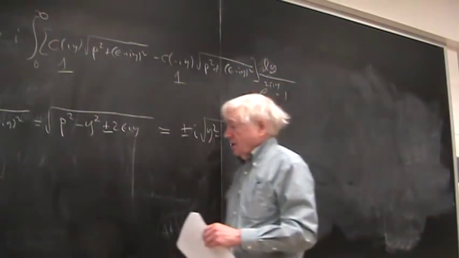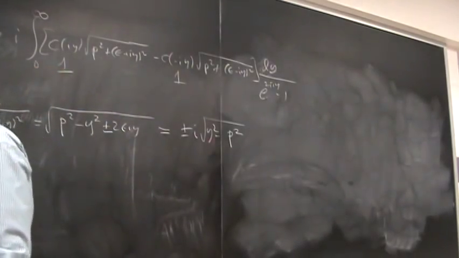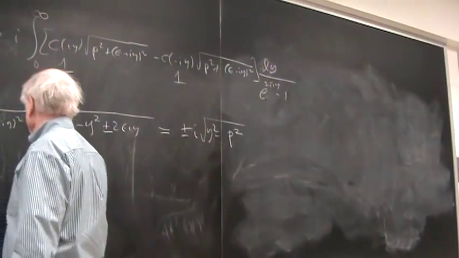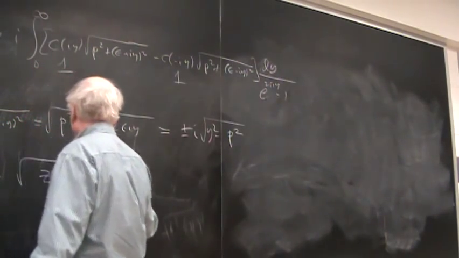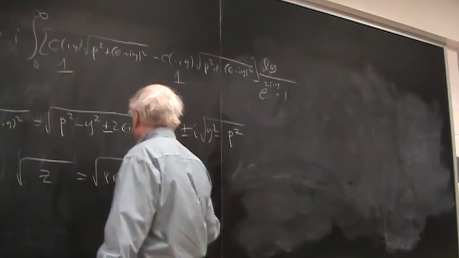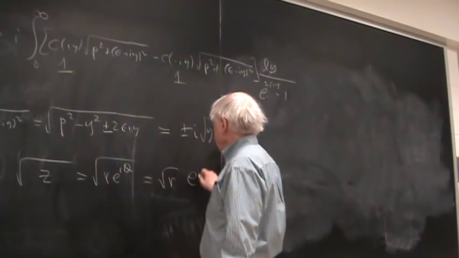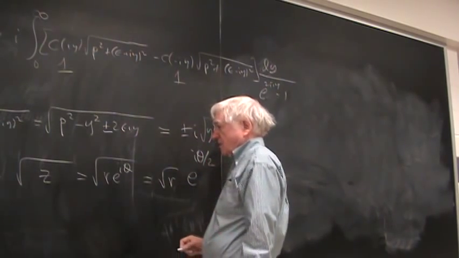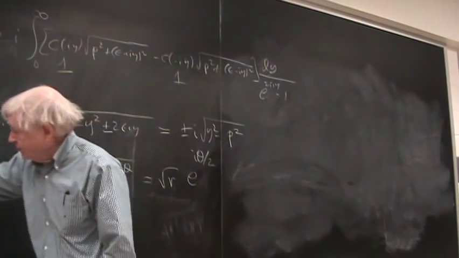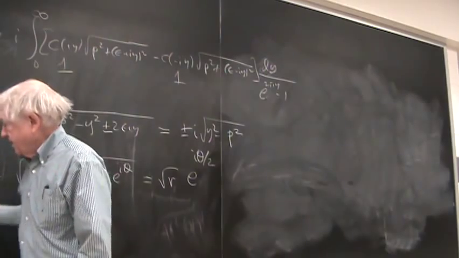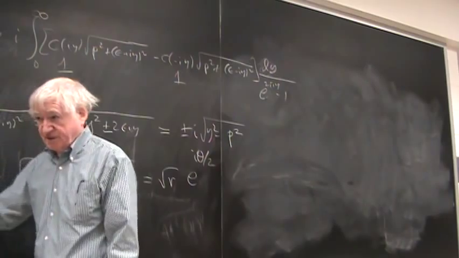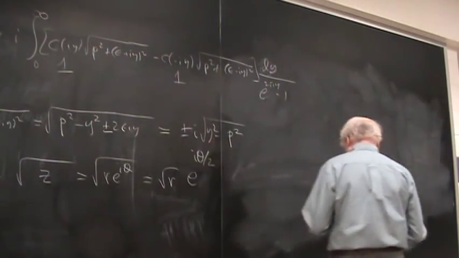You have a cut on the negative y-axis for the square root. So remember, the square root of z is square root of r e to the i theta over 2. And the question is, what's theta? Well, theta is pi over 2, but it's pi here minus pi there. And this is what the cut really is. All right.